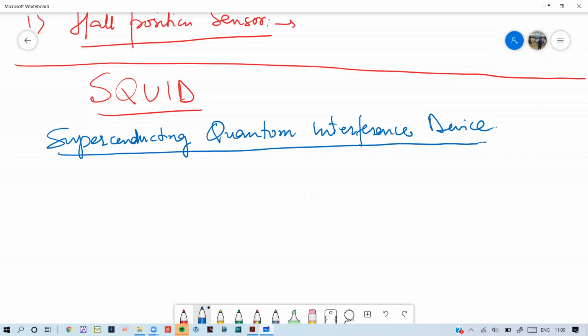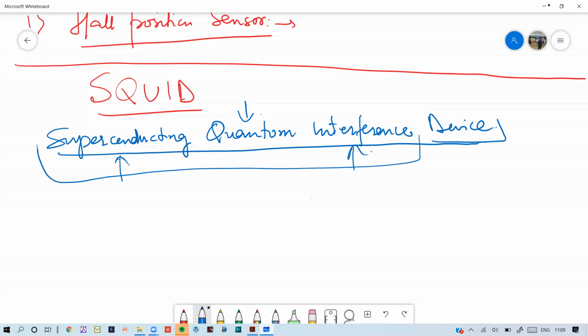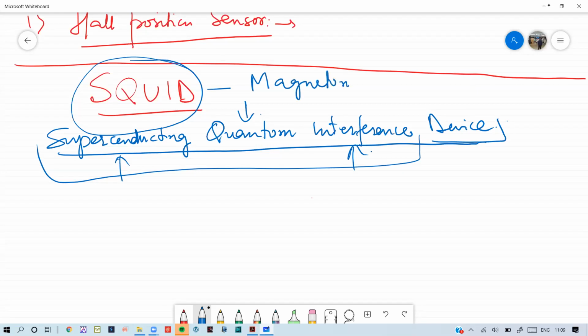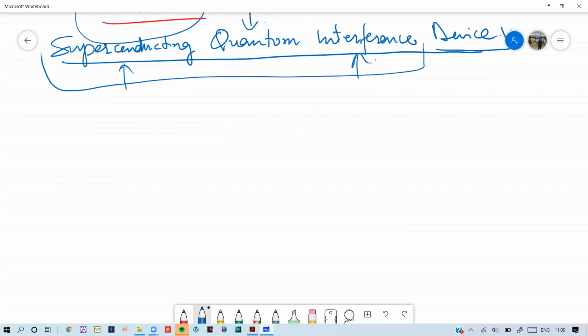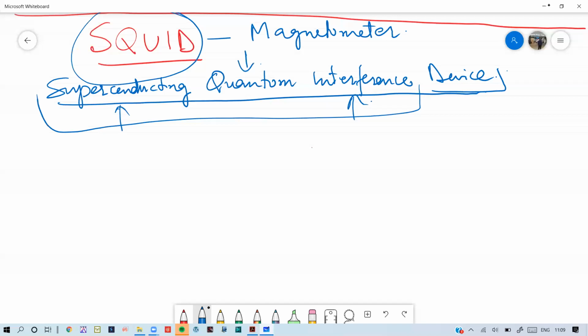That means it is a superconductor. The quantum mechanical effects are there, and there is an interference, and all these phenomena are involved in a single device that we refer to as a SQUID. It is a SQUID magnetometer, which measures magnetic field, or rather the magnetic moment, not exactly the magnetic field. The sensitivity of the SQUID is very important for detecting very small magnetic moments, magnetic fields or magnetic fluxes.